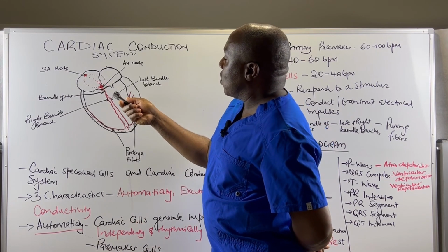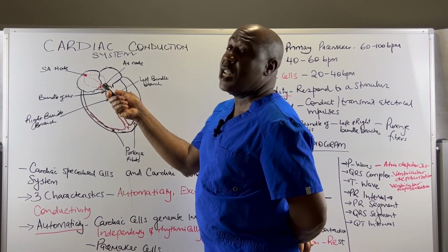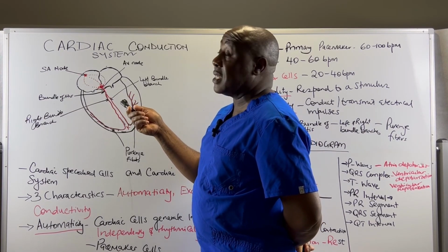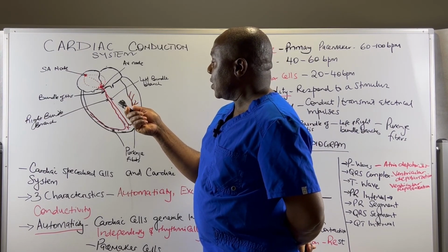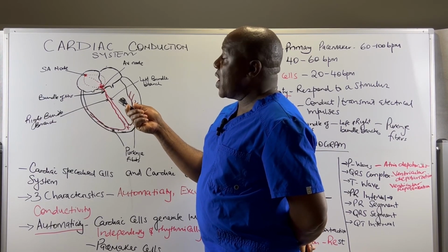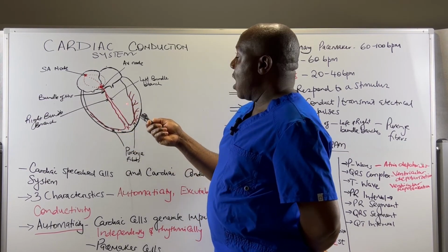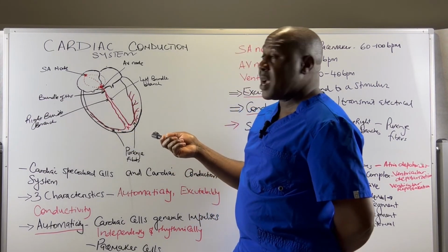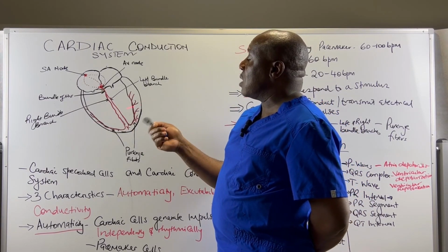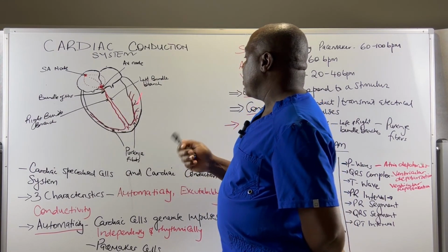Now, the AV node can also generate electrical impulses. In case the SA node is not firing, then the AV node can fire, and it can only do that at a rate of 40 to 60 beats per minute. If the AV node fails to fire, if both of these are not firing, then the ventricles have the ability to act as pacemaker cells, and they can only do that at a rate of 20 to 40 beats per minute. And we said that's not a very good situation for that particular patient.